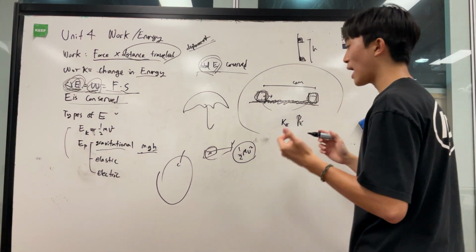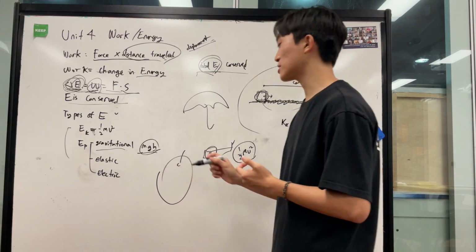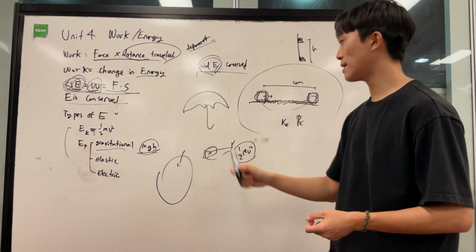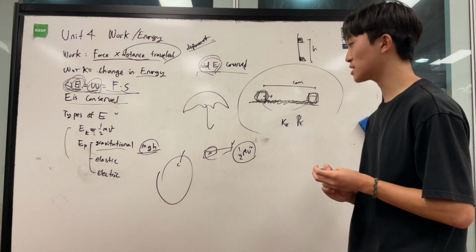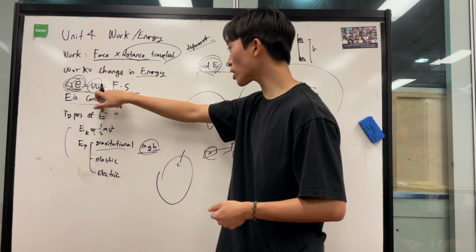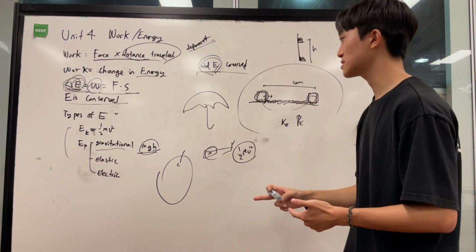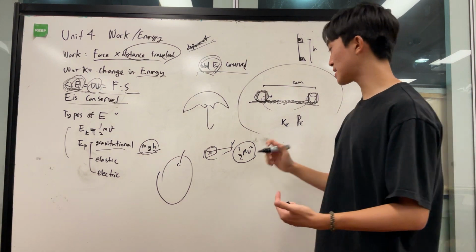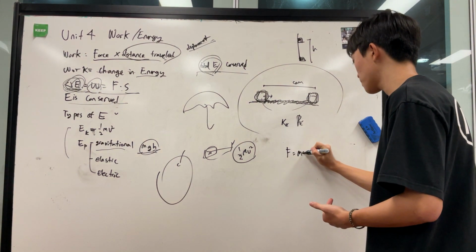Now, I'm going to tell you why this formula actually works. Why the energy caused by gravity is equal to mgh. Well, that is because, again, the change in energy is equal to the work done, which is Fs. Now, F, which is the force caused by gravity, is again F equals mg.